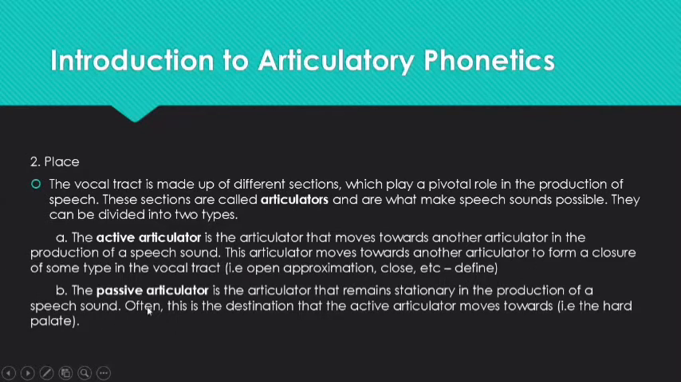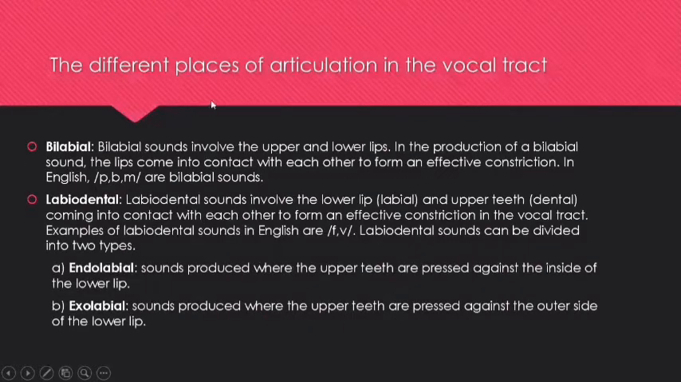B. The passive articulator is the articulator that remains stationary in the production of a speech sound. Often, this is the destination that the active articulator moves towards. The different places of articulation in the vocal tract.